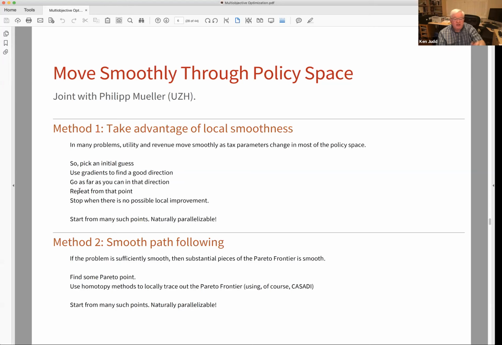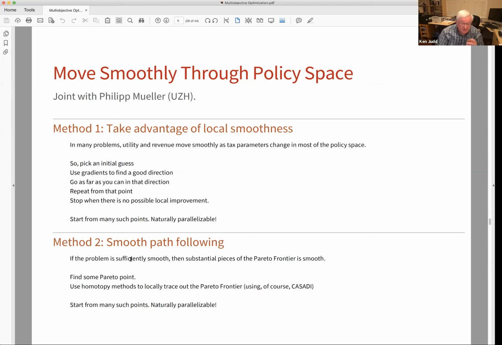But then you recompute your gradients. You see if there's a direction in which you can improve everything. And then you keep doing that until there's no possible local improvement. Again, you can start with many, many initial points. It's naturally parallelizable.